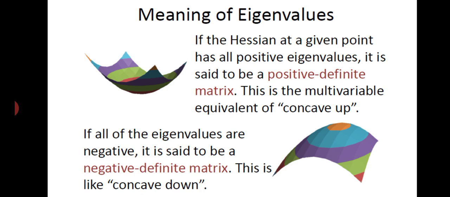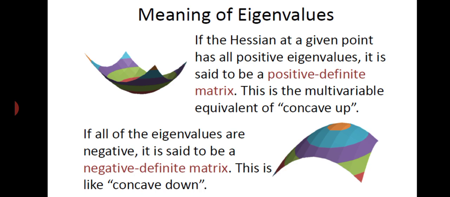If the Hessian matrix at a given point has all positive eigenvalues, then you can say this matrix is a positive definite matrix.